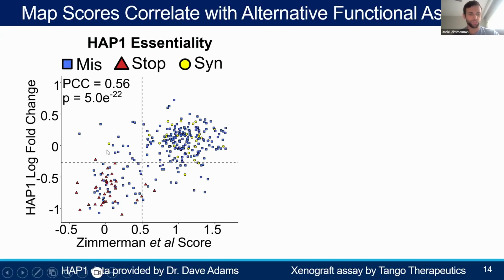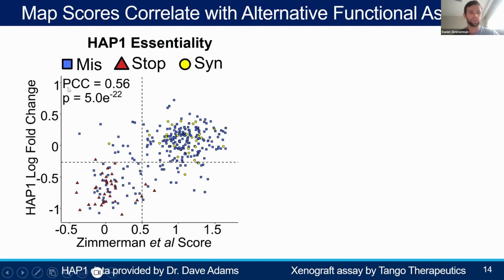Now, of course, I should still mention that there are variants in the top left and the bottom right that are potentially misclassified. However, there could be biological reasons. For example, the HAP1 experiment was performed with the endogenous locus. The HeLa-based experiment was a cDNA-based experiment, so there is the potential for splicing effects to be the reason behind the differences between the assays.